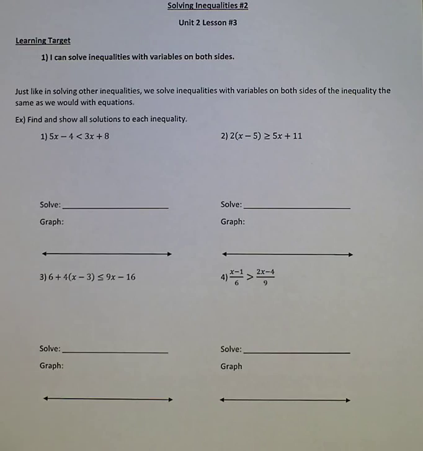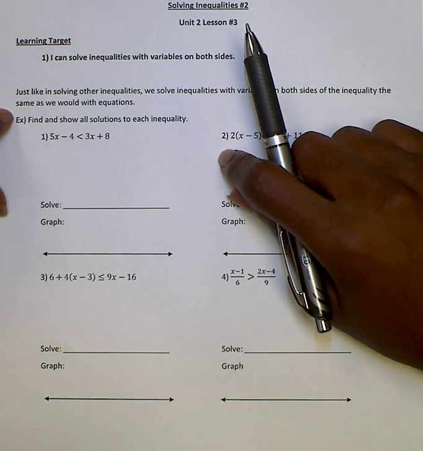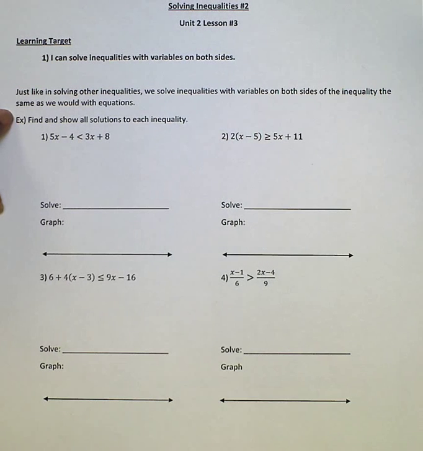Okay, so just like in solving other inequalities, we solve inequalities with variables on both sides of the inequality the same as we would with equations. Cool, what I just said. So here, let's just go through some examples since there's no new concept really to go through.